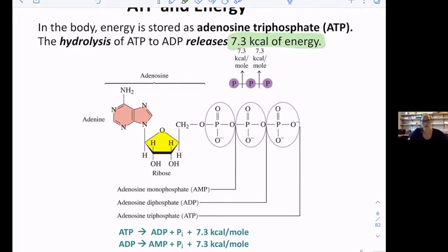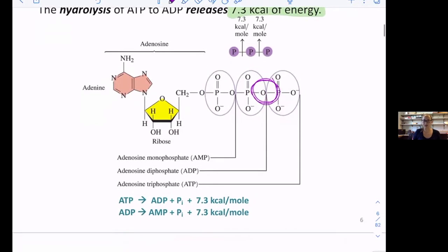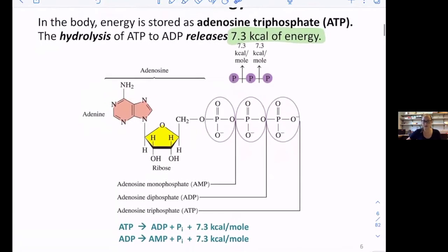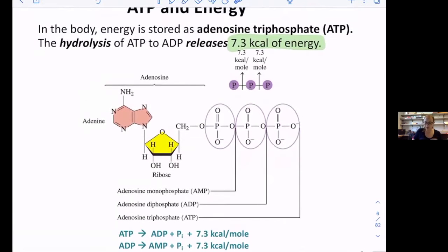So when you hydrolyze, when you break this bond here, that bond has stored 7.3 kcals of energy. Each one of those phosphodiester bonds that you break releases 7.3 kcals. So if the process allowed for it, you could also break ADP into AMP, and that would give you another 7.3 kcals of energy.